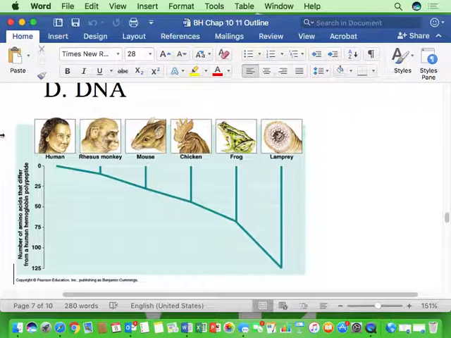If you had the mutation, would you be more like a monkey? You would have to have a pretty severe mutation. Because this is just a single protein, that would be a really severe mutation.